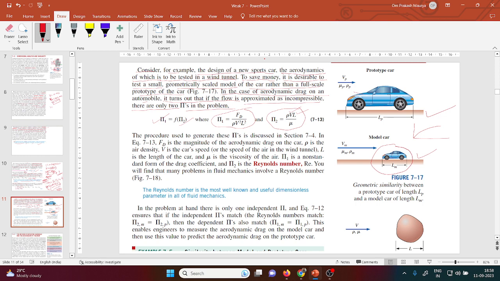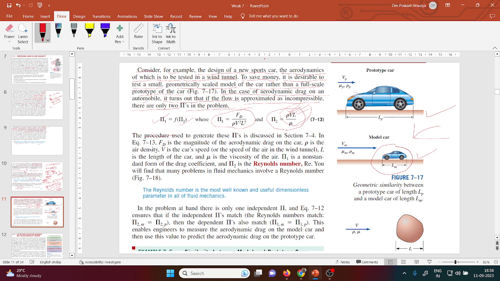Your drag force is coming due to what? Your velocity, how much velocity, density of fluid, dynamic viscosity of fluid. Based on that only, the drag force will be more or less. It depends on these kinds of things. So that's why this is the dependent and this one is the independent. So here there are two things.